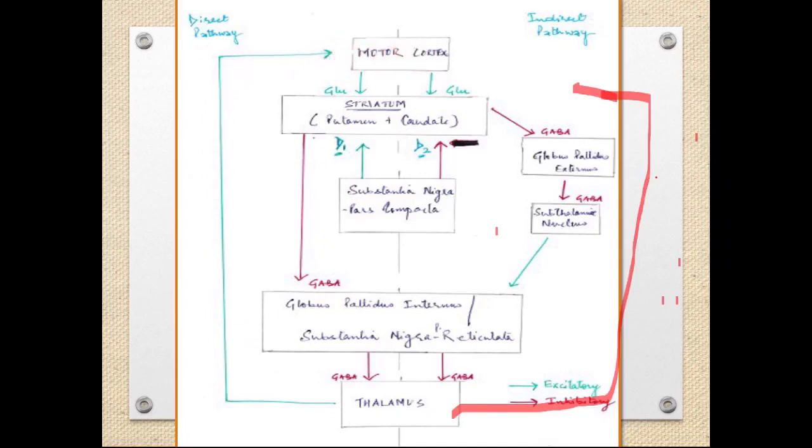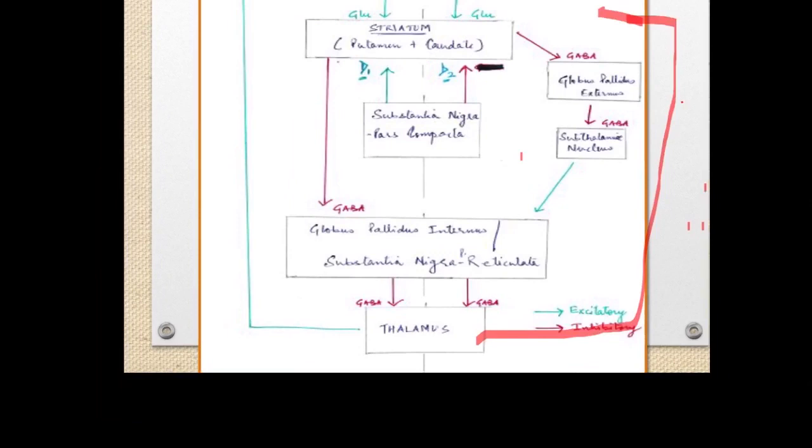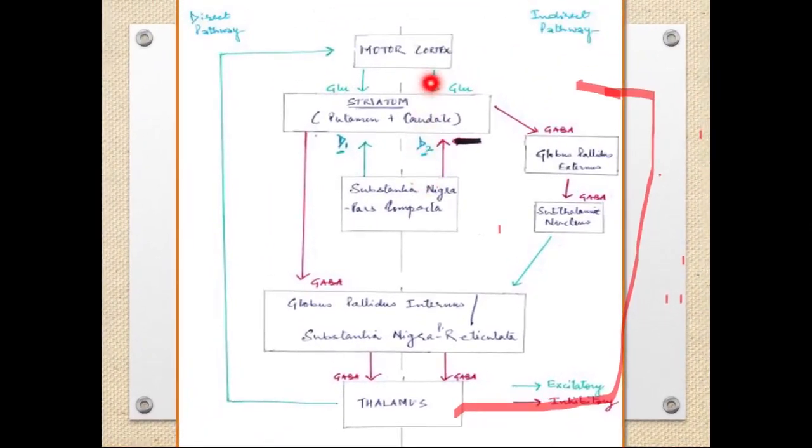The second pathway was, for the time being forget about the substantia nigra pars compacta part, forget about this connection. The second part was the indirect pathway, right? From the cortex it goes to the striatum and takes this route. How many reds are there? 1, 2 and 3, right? The indirect pathway is from the motor cortex to the striatum, to the globus pallidus externus, to the subthalamic nucleus, to the globus pallidus internus, to the thalamus, and again back to the motor cortex.